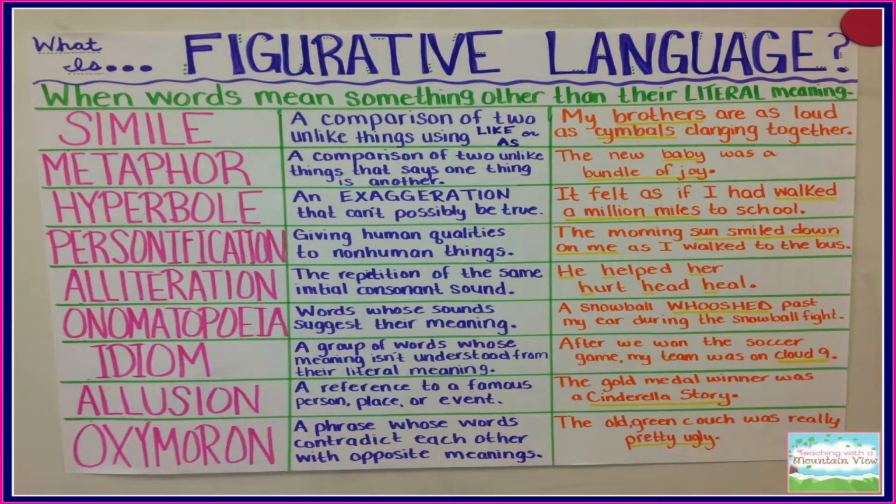An idiom is a group of words whose meaning isn't understood from their literal meaning. So after the soccer game, my team was on cloud 9. They're obviously not on clouds, not up on cloud 9. Okay.